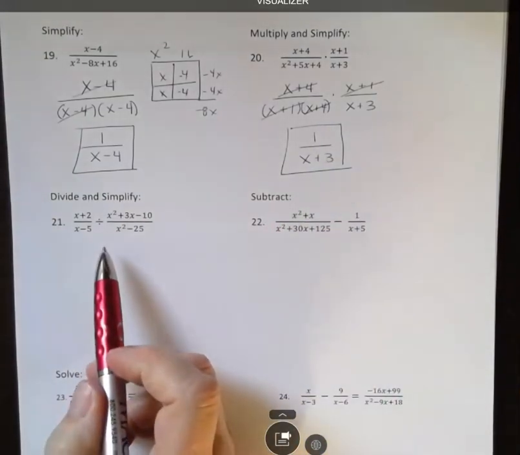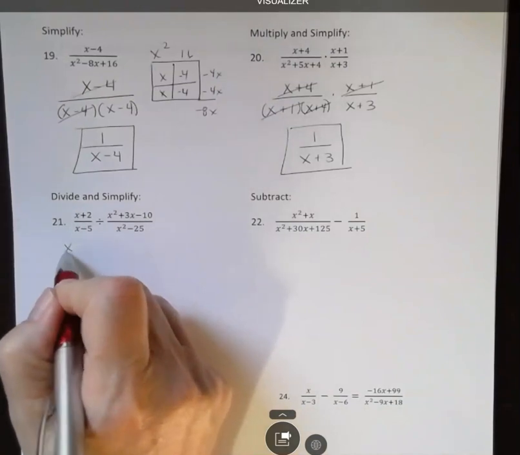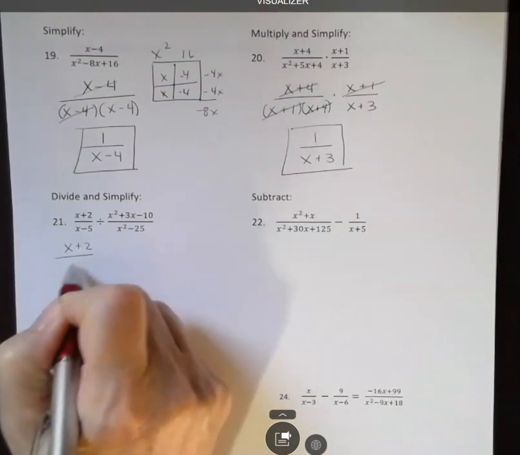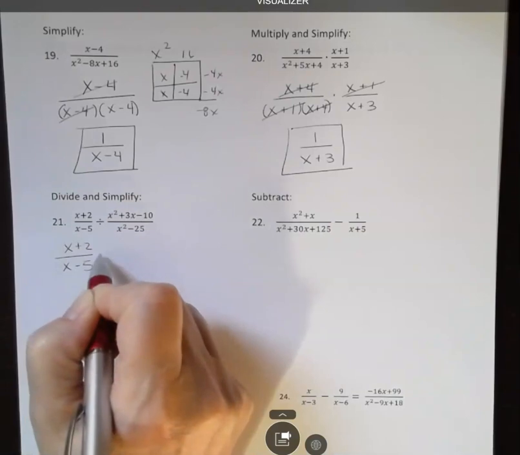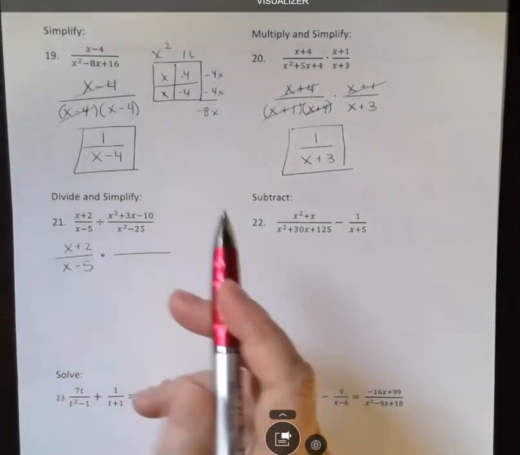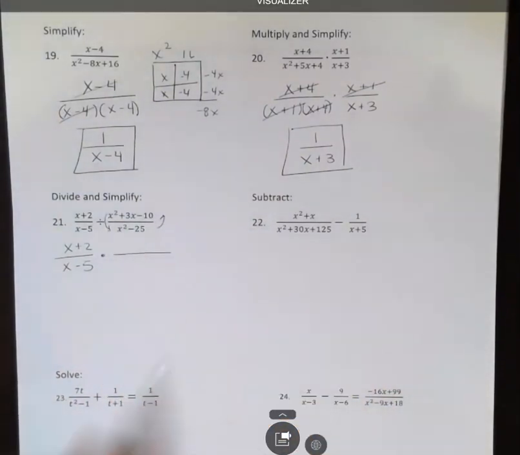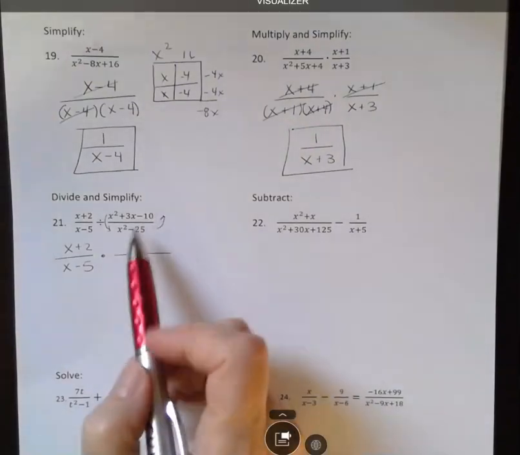For division, the difference is we have to flip that second term. So the first term, the x plus 2 over x minus 5, there's nothing to be factored, and I don't need to worry about flipping it. The second one, this denominator, is going to go up and be the numerator, and the numerator is going to go down and become the denominator. I'm flipping that. What is this?